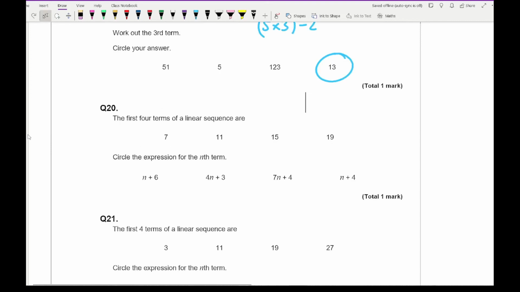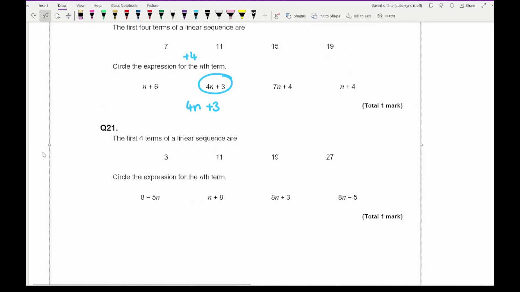Question 20 says the first four terms of a linear sequence are given. Circle the expression for the nth term. So here we can see that our difference is plus 4. So we're looking for a 4n. And then what do you have to do to get from 4 to get to the first term? Well, I need to add 3, which is our second option.